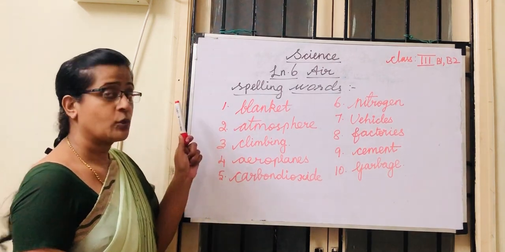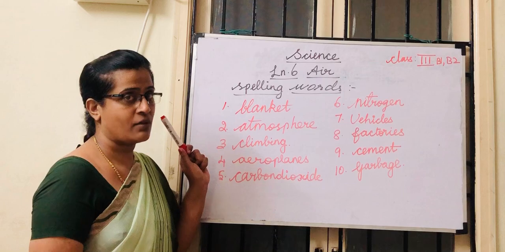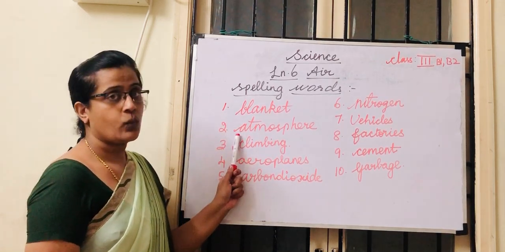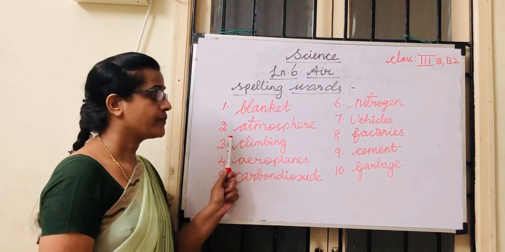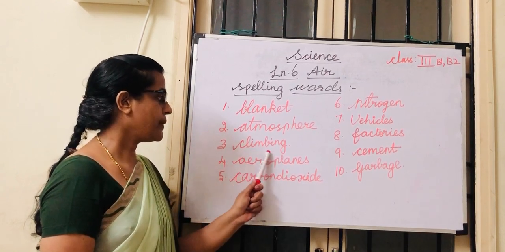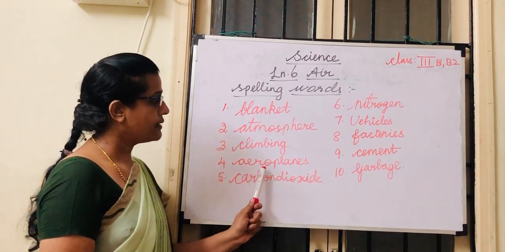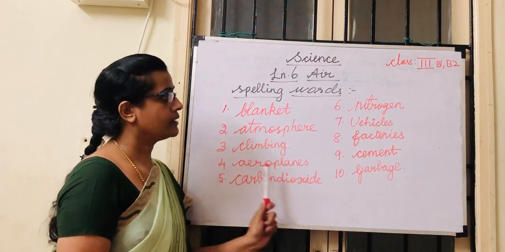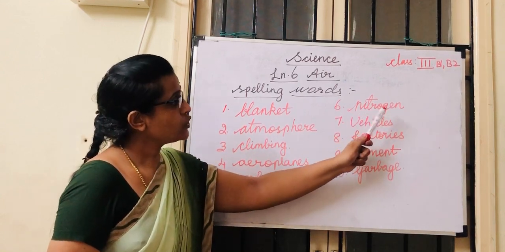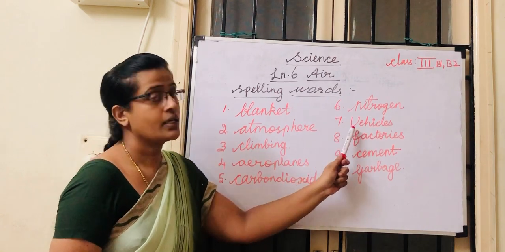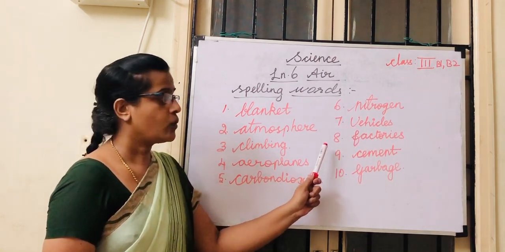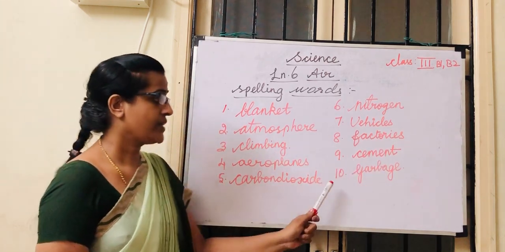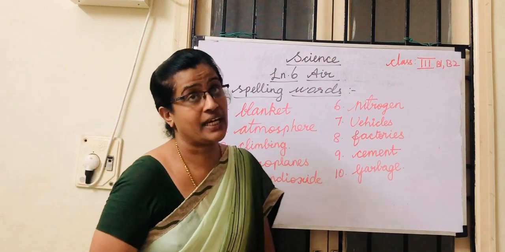I'd like to repeat one more time. Listen carefully how I'm pronouncing. First word, blanket. Second word, atmosphere. Third word, climbing. Fourth one, aeroplane. Fifth one, carbon dioxide. Sixth one, nitrogen. Seventh word, vehicles. Eighth one, factories. Ninth one, cement. Tenth word is garbage.